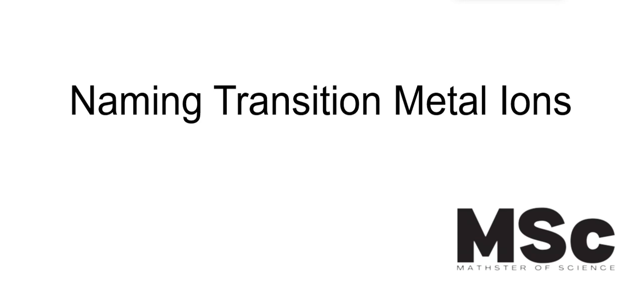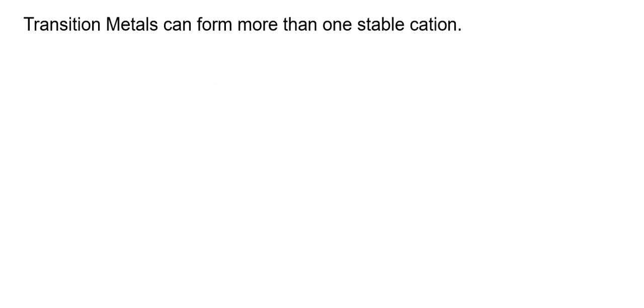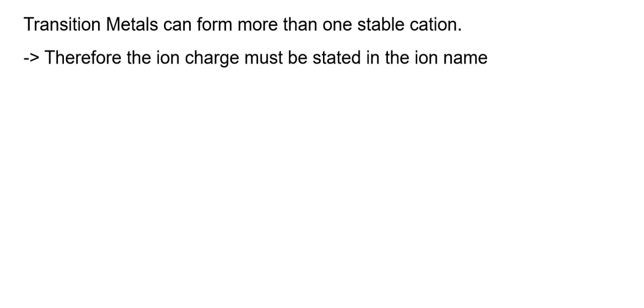In this video we're going to be looking at naming transition metal ions. So transition metals can form more than one stable cation. They're going to form positive ions and they can do it in more than one way, which makes them unique and different than elements in columns 1 and 2. Therefore, when we name the ion, we have to include the charge because there could be more than one.